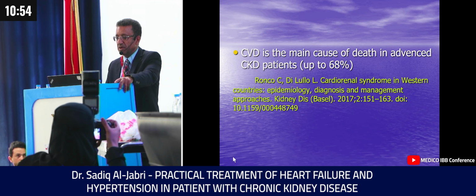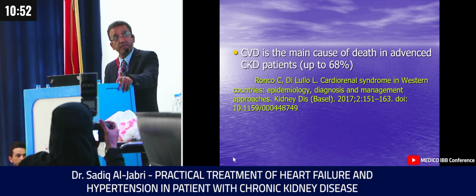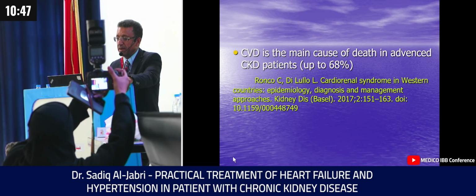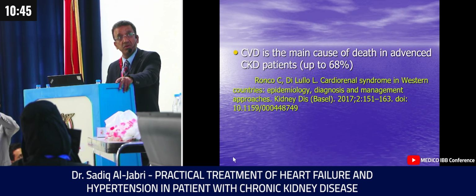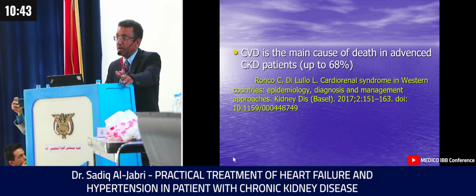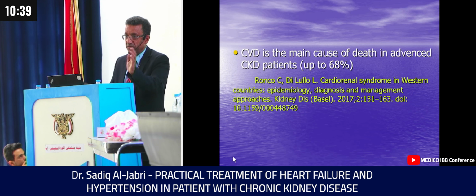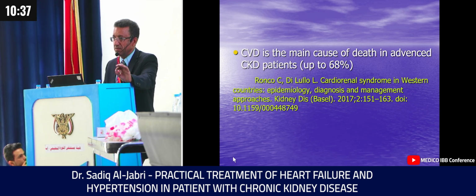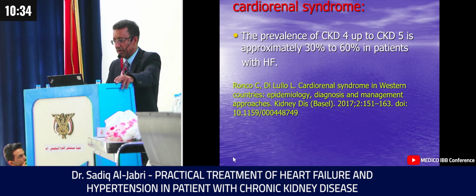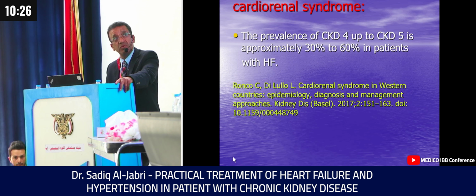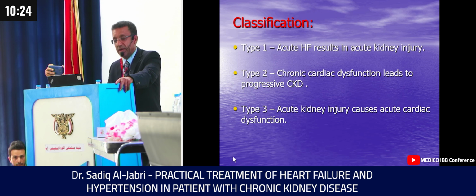And cardiovascular disease is the main cause of death in advanced CKD patients, reaching approximately 68%. Patients with chronic kidney disease are not dying because of uremia or its complications, but because of cardiovascular risk factors and diseases. And the prevalence of CKD 4 to 5 is approximately 30% up to 60% in patients with heart failure.